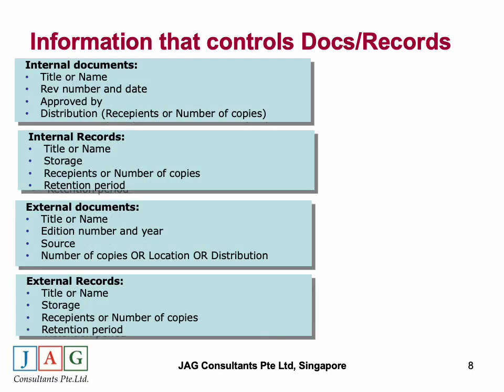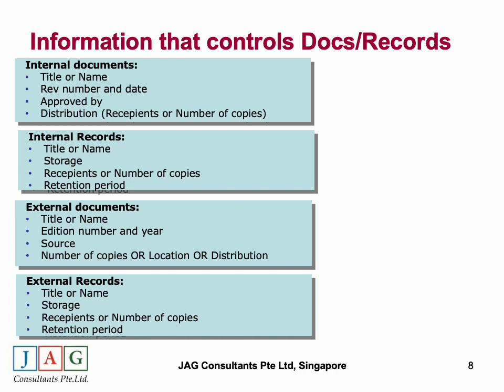So have a look at this one. It gives you a summary of internal documents such as an SMS, like a bridge manual: revision number and date of the bridge manual, approved by whom, what is the distribution, how many recipients there are for this bridge manual copies. Internal documents could be as simple as, let's say, a familiarization checklist. So title and name, familiarization checklist. Where does it need to be stored, in which file, folder, soft or hard? Recipients or number of copies. This familiarization checklist has to be sent to which recipients in the office or on board the vessel. Retention period, how long it has to be retained. Similarly, external documents: title or name like SOLAS publication, edition number or year, source, that's IMO, number of copies or location or distribution.